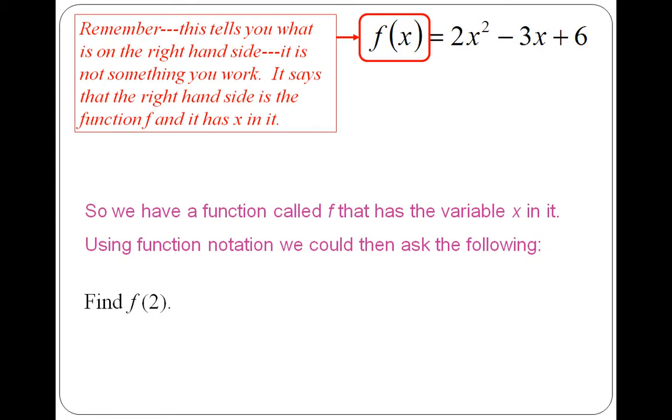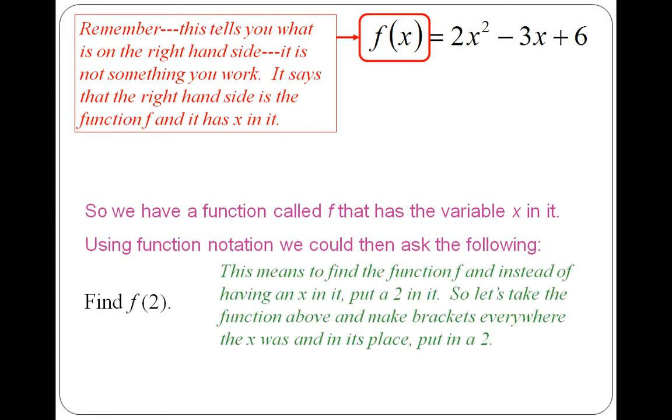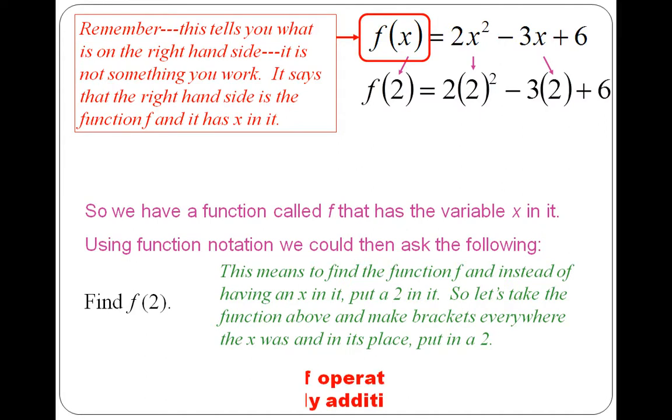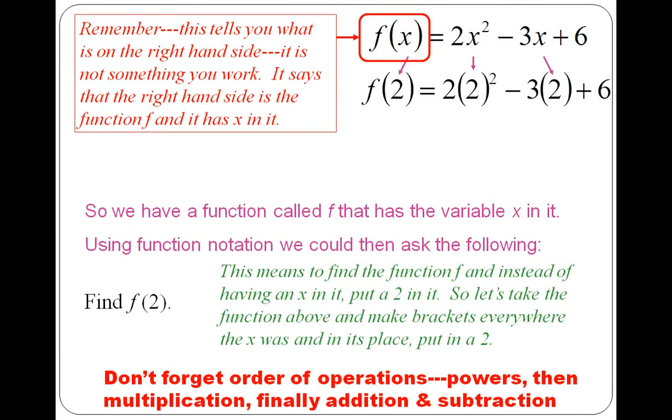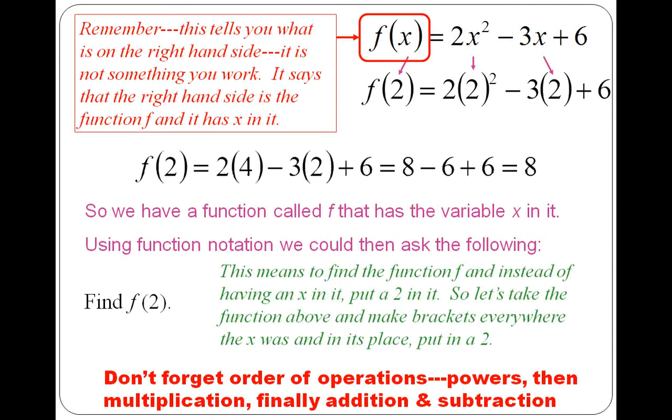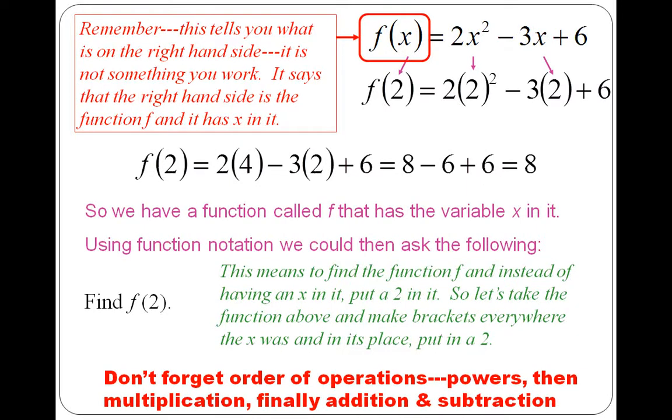Find f of 2. So what do we do with this 2? All we have to do is replace all of the x's with a 2. So notice how each x is replaced with 2 here. And then you can simplify. You must follow the rules of order of operations to simplify. So it'll be 2 times 4 minus 3 times 2 plus 6, which will give us 8. So f of 2 equals 8.